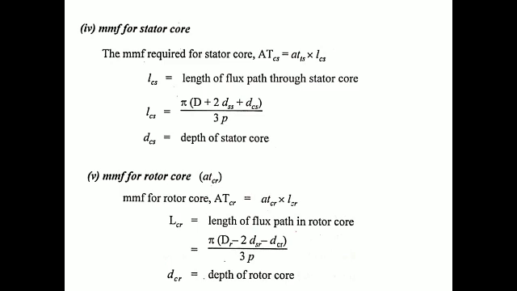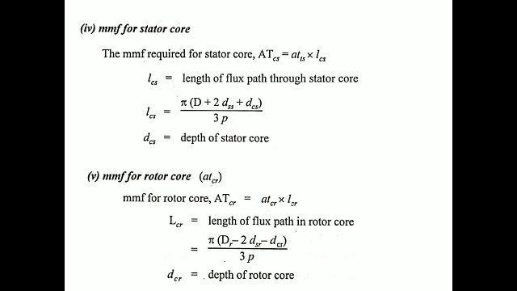So pi into D plus 2 Dss plus Dcs divided by 3P. Dcs is nothing but the depth of the stator core. Dss is nothing but the depth of the stator slots. So that's all for the content. P is nothing but the poles. Capital D is nothing but the overall diameter. With this concern, we can calculate all this. Then the fifth one is MMF for the rotor core, which is the ATcr value. So capital ATcr is nothing but small ATcr into Lcr.